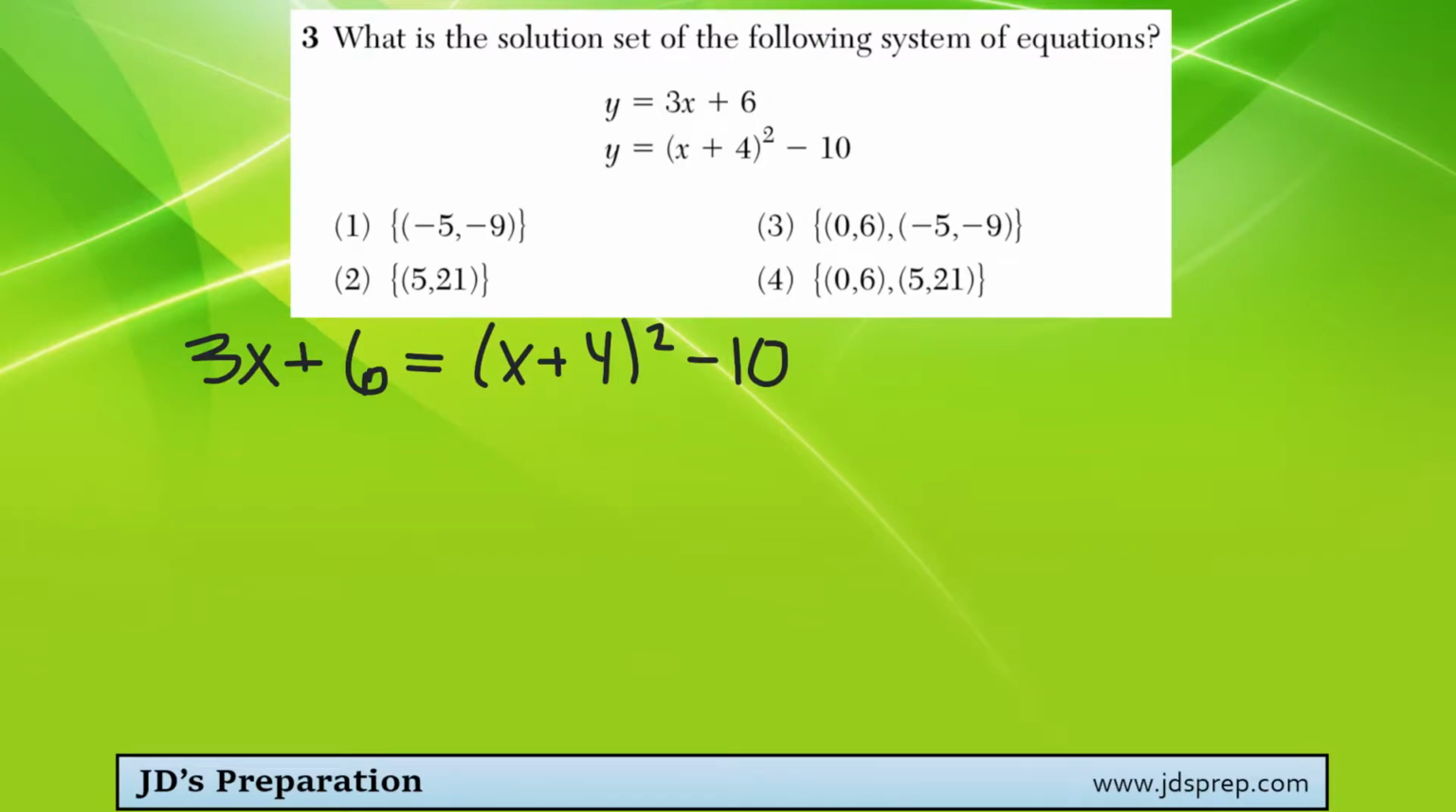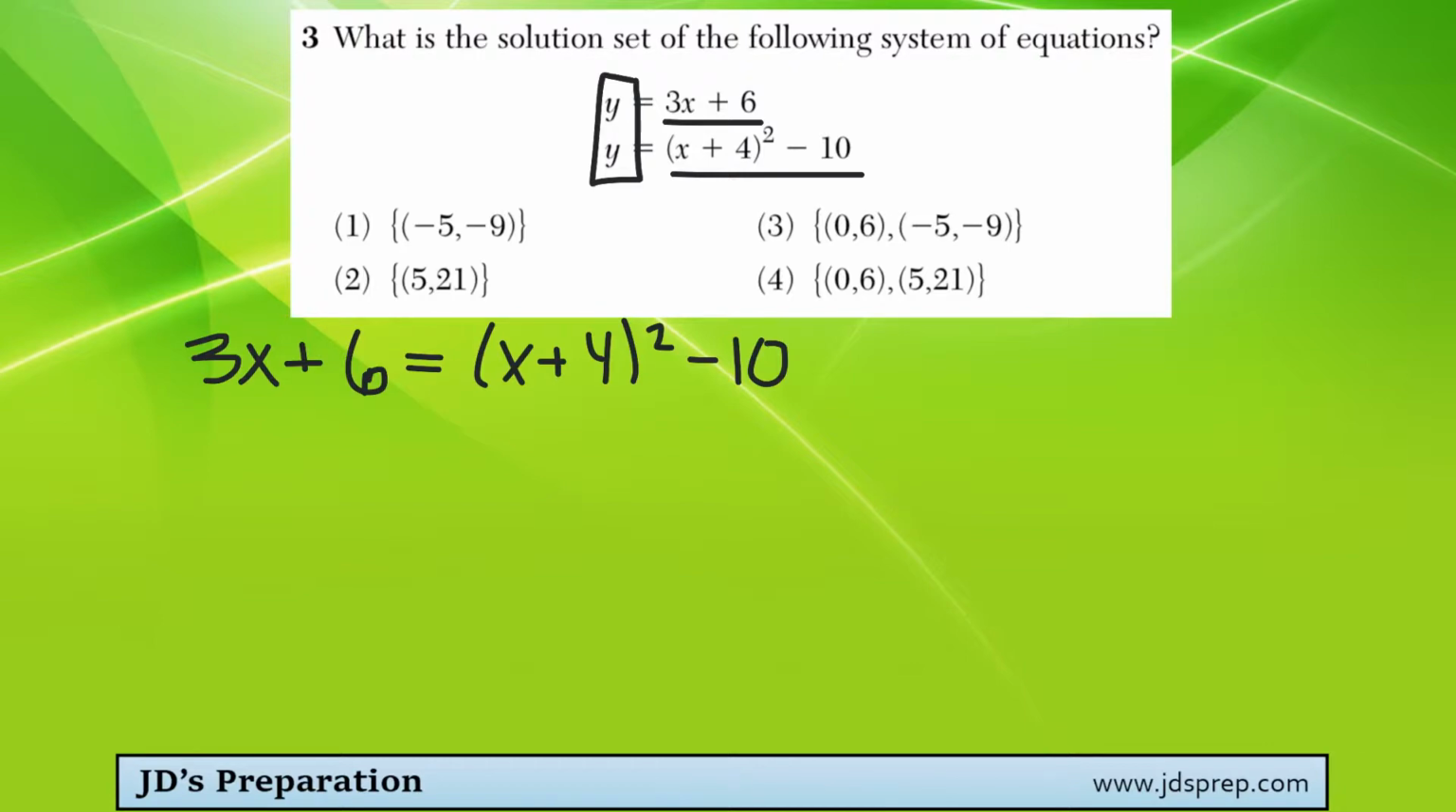In order to solve this system of equations, I'm setting both of these right sides of the equation equal to each other, and we can do that because they both equal y. We've basically saved some time because they're both isolated for y. Now that we set them equal to each other, we just have an equation with one variable. So we're going to move everything over to one side of the equation and factor and solve for x.